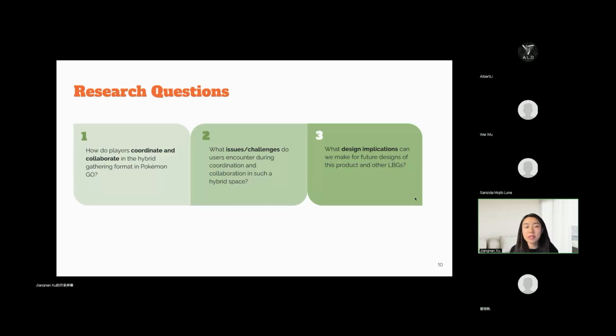So we have three layers of research questions. First, how do players coordinate and collaborate in the hybrid gathering format in Pokémon GO? Second, what kind of issues and challenges do they face when they are doing the coordination in the hybrid space? And third, what kind of design implications can we make for those games and also for non-gaming scenarios, for example, hybrid education? So we will unpack this in the later slides.